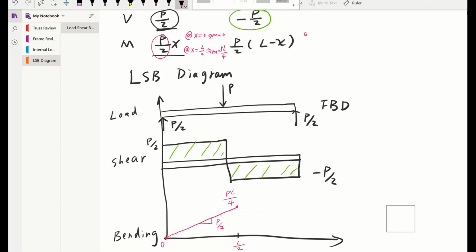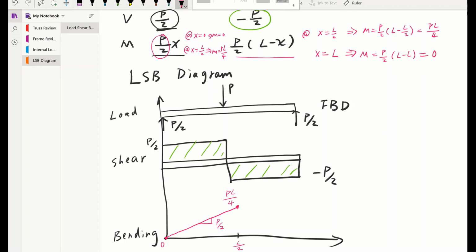We're going to use the same fashion. For the second half, the first point is L over 2, the midpoint. When we plug x equal to L over 2 into this function, M is going to be equal to P over 2 times (L minus L over 2). That will give us PL over 4. Then let's look at the endpoint. When x is equal to L, M is going to be equal to P over 2 times (L minus L). That gives us 0. So the initial point will be PL over 4, the same point where the first half ends, and the last point is going to be 0.